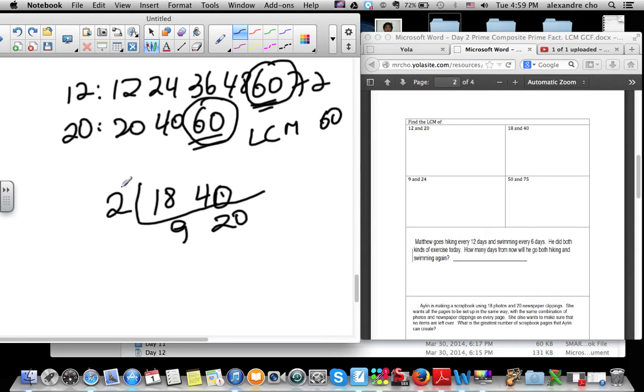So remember, GCF was this number right here, just a 2. But LCM is going to be all these 3 numbers. The 2, the 9, and 20 multiplied. So if you multiply those 3 numbers, you're going to get 360. The LCM of 18 and 40 is 360. The first number that 18 can go into and 40 can go into is 360.